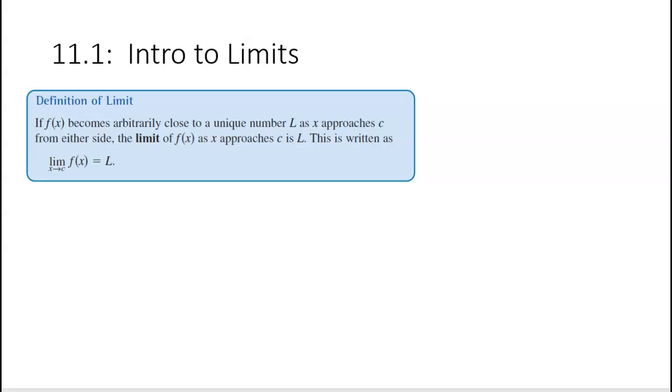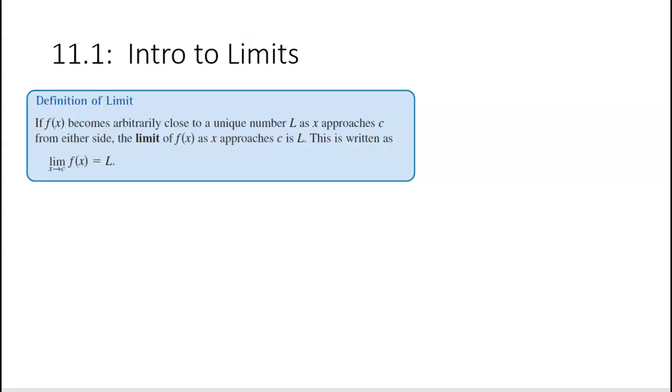In this lesson, we are going to be introduced to what a limit is. So this is our definition of a limit. This is also in our yellow textbook. It says, if f of x becomes arbitrarily close to the unique number L as x approaches c from either side, then we can say that the limit of f of x as x approaches c is L. And it's written in this form right here.